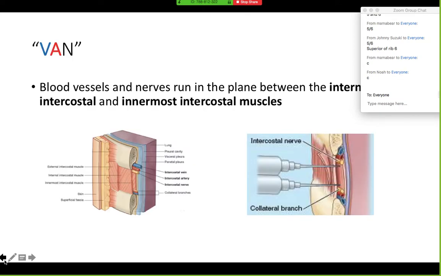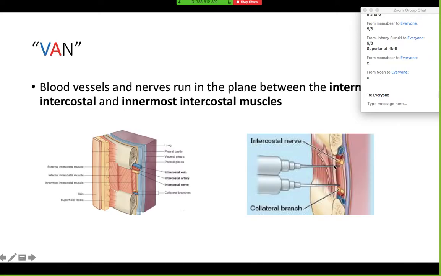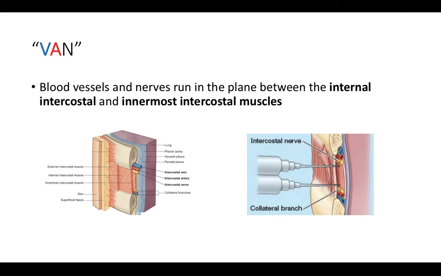All right, so let's try to understand this. Okay, so let's pretend that this is the 5th intercostal space. So this is rib 5, this is rib 6. To perform the block, you want to put the needle in the inferior margin of rib 5 because that is where that neurovascular bundle is located. Does that make sense to everyone?